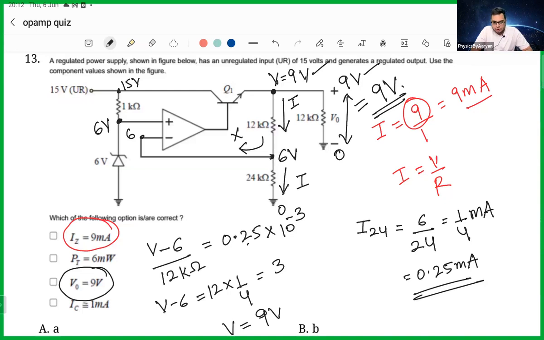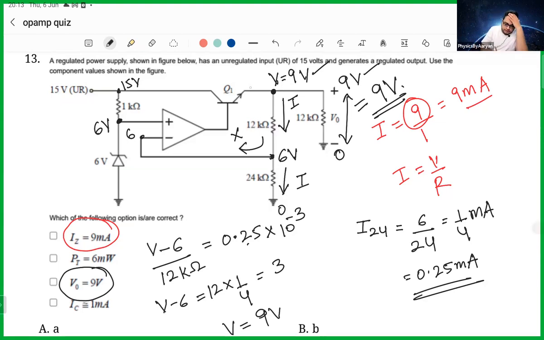Yeah, very difficult and interesting problem, but a very beautiful problem. Yeah, what do you say? What do you say? I hope it is clear. What do you say?